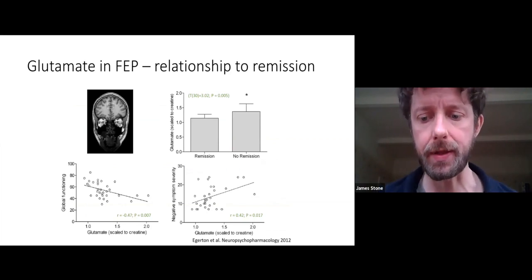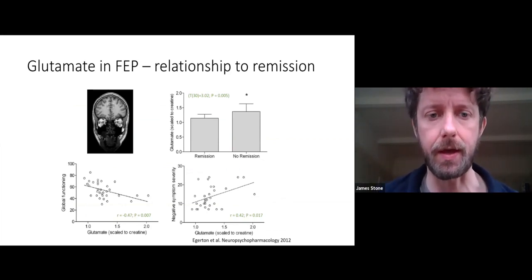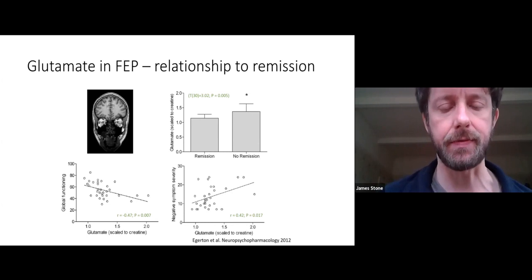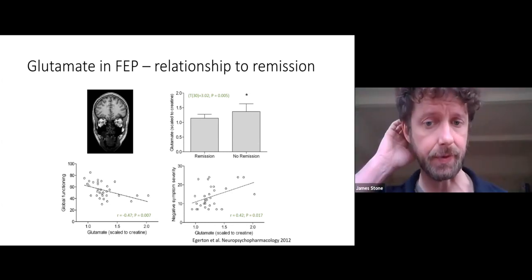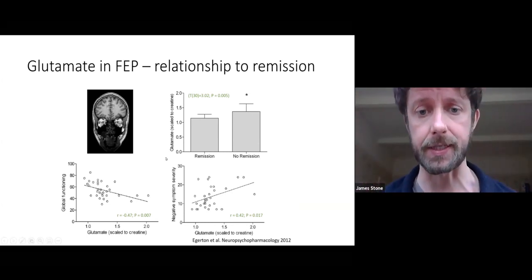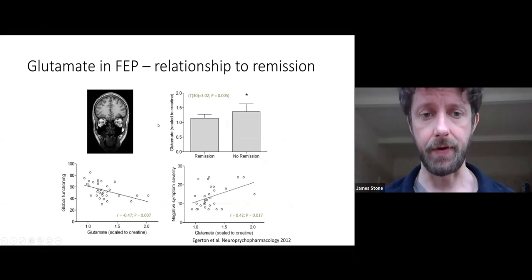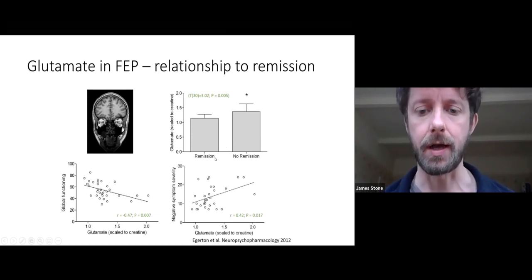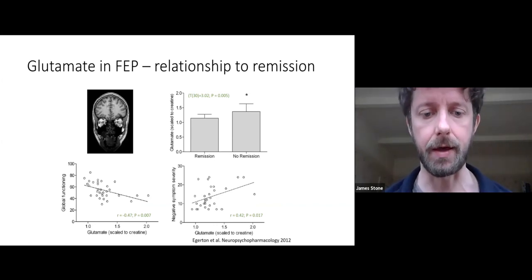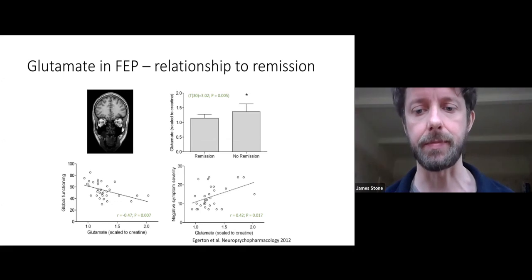So we looked at this using MRS again in patients with first episode psychosis. The first study we looked at basically just patients who'd been within the first episode teams for around a year, and looked at those who were in remission or not in remission at the 1 year point. They would all have had antipsychotic treatment, which would have been dopaminergic antipsychotic treatment.